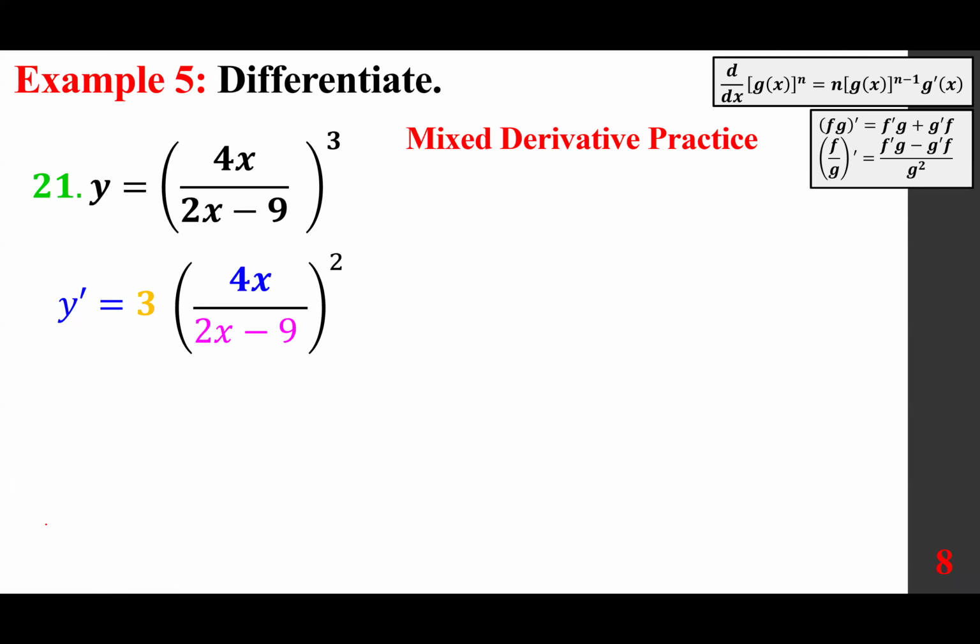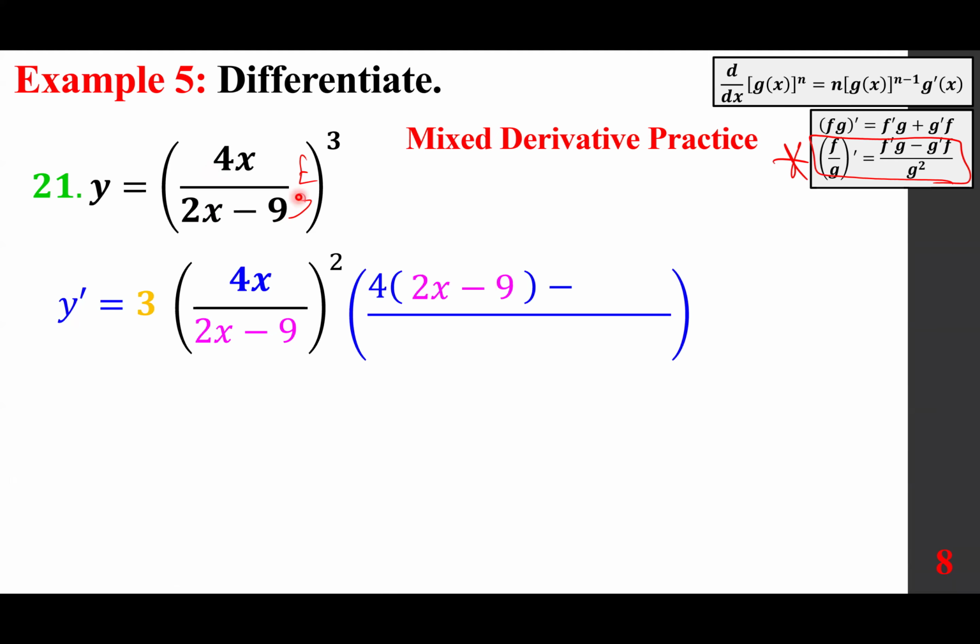The inside, we're going to write it as f over g, and it requires the quotient rule. So it's a combination of the chain rule and the quotient rule. To differentiate this, f prime g minus g prime f over g squared. f prime is 4 times g, just 2x minus 9, minus g prime, the derivative of 2x minus 9 is simply 2, times f, which is 4x, and then put the bottom, 2x minus 9, g, and square it.